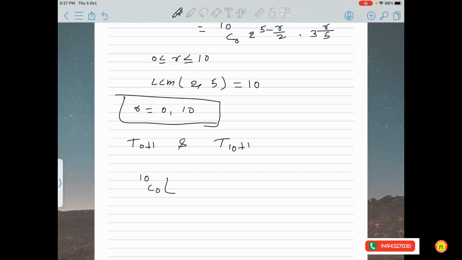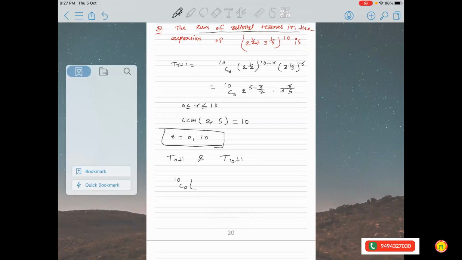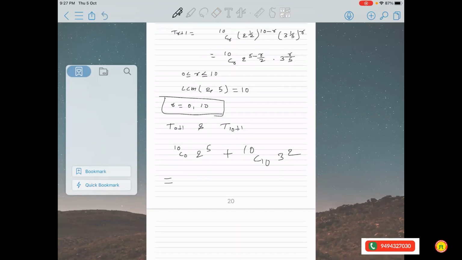10C0 times 2 power 1 by 2, power 10. If we put r equal to 0, it becomes 10C0 times 2 power 5, right? And into 3 power 0, it means 1. And for r equal to 10, it means 3 power 2, right? So the answer is 32 and it gives 9. So 41 is the answer.